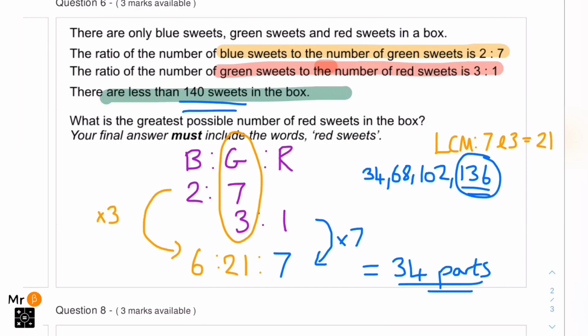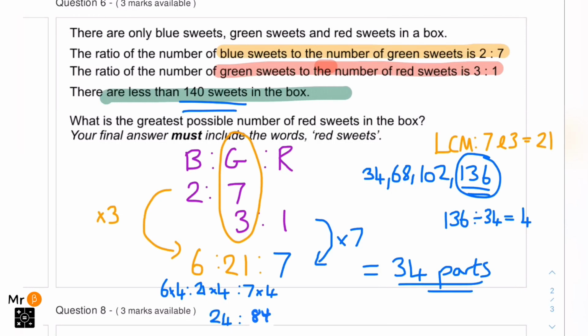So now we know we've got 136 sweets, and we need to share that equally between these 34 parts. So we need to do 136 divided by 34, which is 4. So now we know that there are 4 sweets in each box. So for our blue sweets, we would have 6 times 4. For our green sweets, we'd have 21 times 4. And for our red sweets, we'd have 7 times 4. So if we work these out now, 6 times by 4 is 24.